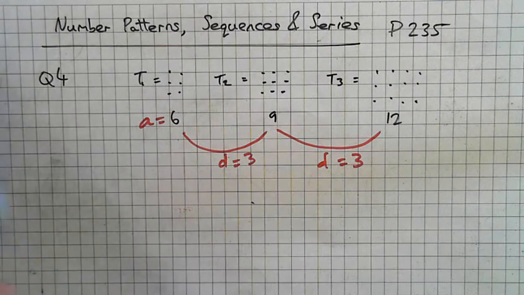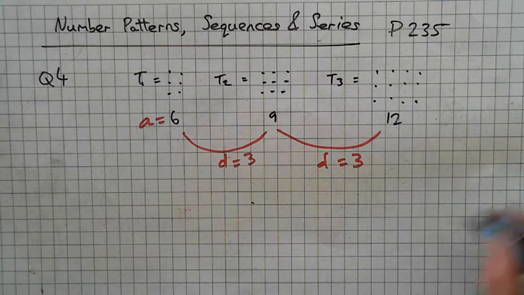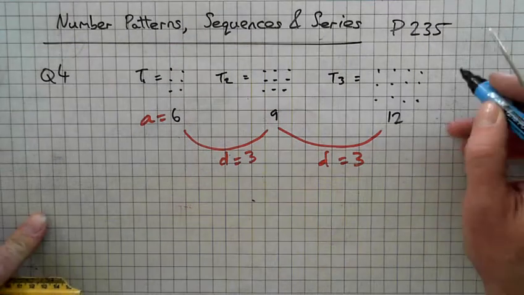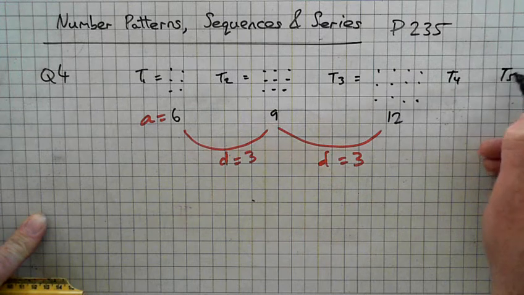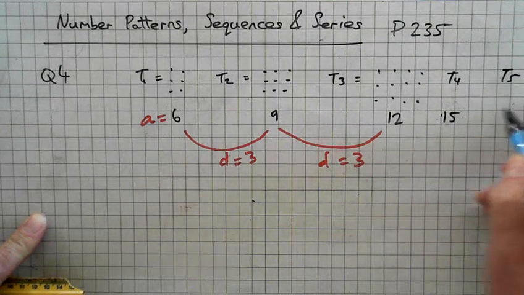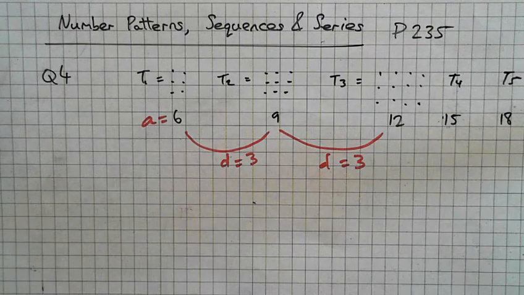Alright, so the first question you're asked is draw the next two terms of the pattern. So we drew it in the graph and I rubbed it out. What were the next two terms? So T4 and T5. 15, 18, isn't it? Alright.